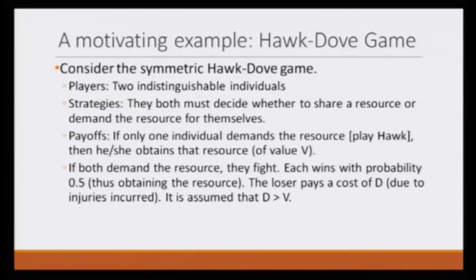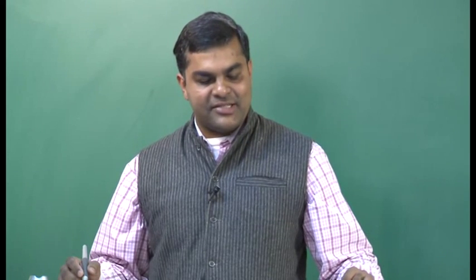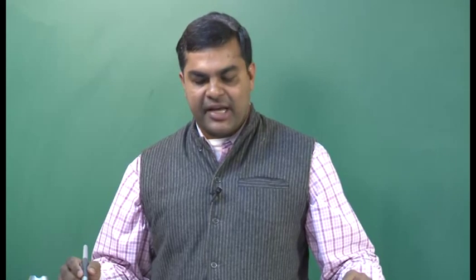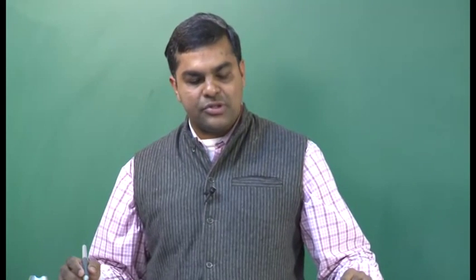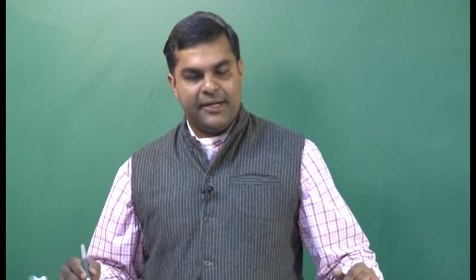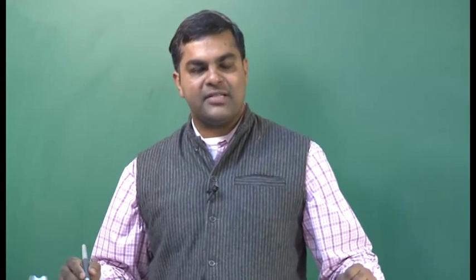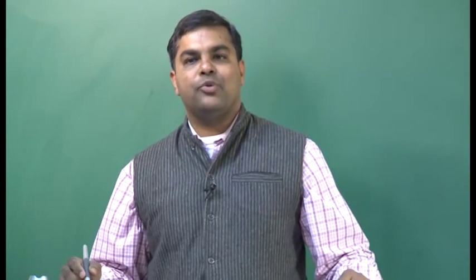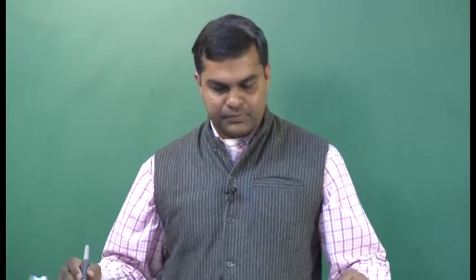So what do we have? Players: two indistinguishable individuals. Strategies: what are the strategies? They both must decide whether to share a resource or demand the resource for themselves. Sharing the resource means playing the soft way, so we can call it dove, and demanding the resource for oneself is playing the hard way, so we will call it hawk.